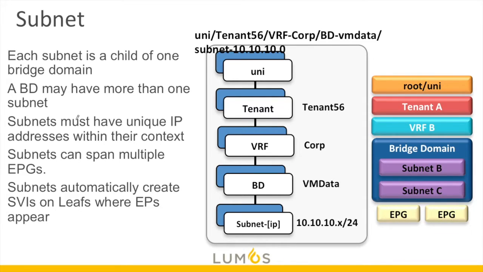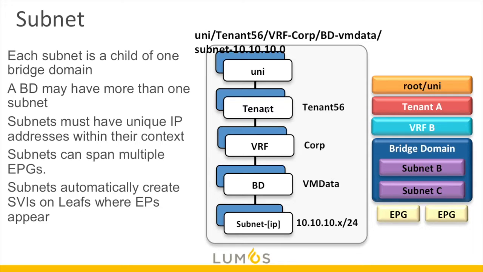You can have multiple subnets on a given bridge domain. Subnets must have a unique IP address range in a given context. You can overlap IP space as long as they're in different contexts. Now, context, I've used the term before. Context, also VRF, also private network. Private network, VRF, and context are all interchangeable in ACI. So if I use one of those terms, I mean the other ones as well.